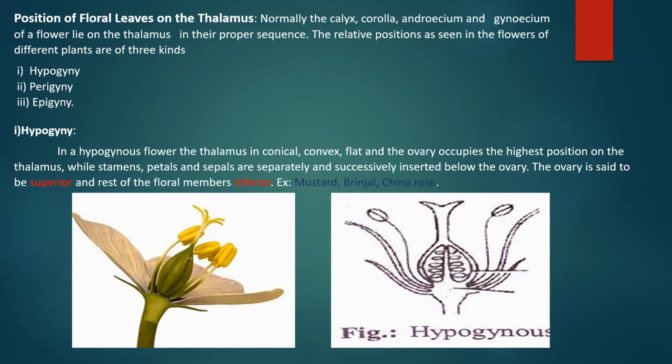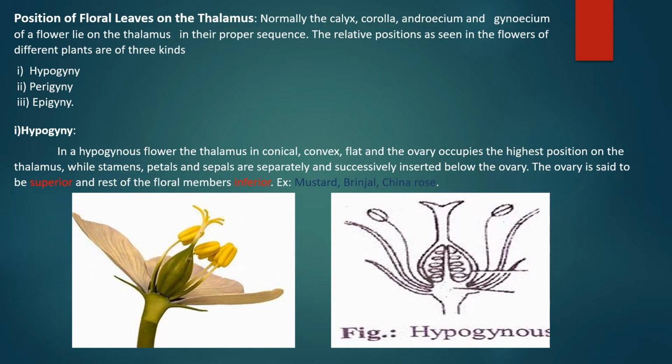Coming to the position of floral leaves on the thalamus. Based upon the position of the floral leaves on the thalamus, normally the calyx, corolla, androecium and gynoecium of the flower lie on the thalamus in their proper sequence. The relative positions as seen in the flowers of different plants are of three kinds: hypogyny, perigyny, as well as epigyny. So these are the three types based upon the position of the ovary in a flower.